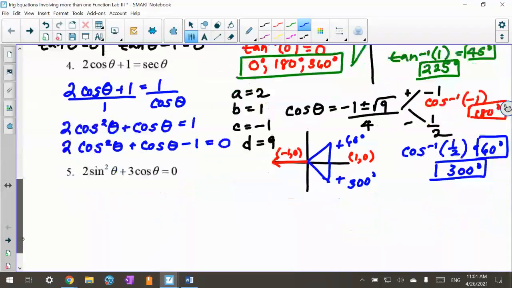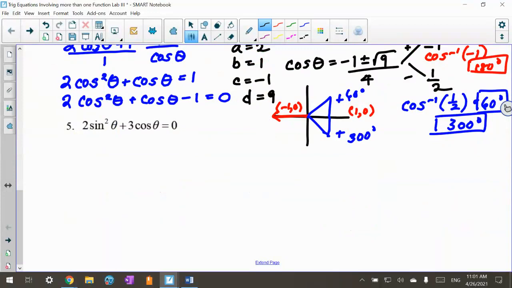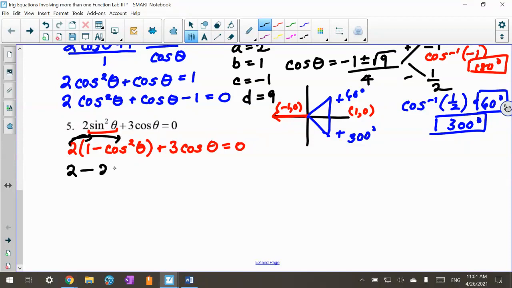All right, I'm going to do one more in this video. That's number 5. So I have 2 sine squared theta plus 3 cosine theta equals 0. I now see I can replace this: 2 times 1 minus cosine squared. We already did one like that using that one identity. Plus 3 cosine theta equals 0. So I'm going to distribute. I have 2 minus 2 cosine squared theta plus 3 cosine theta equals 0.